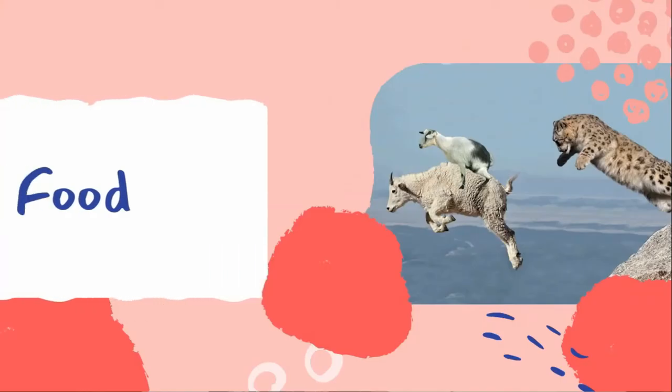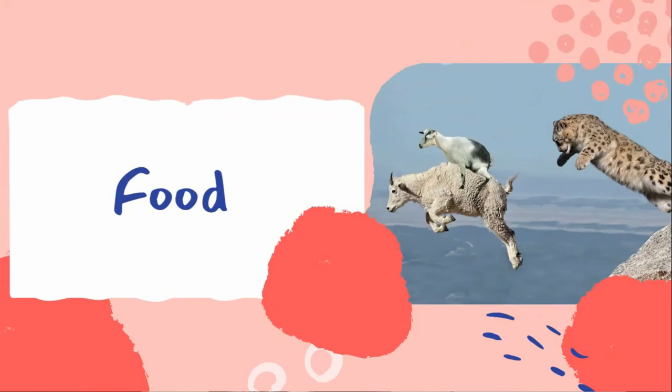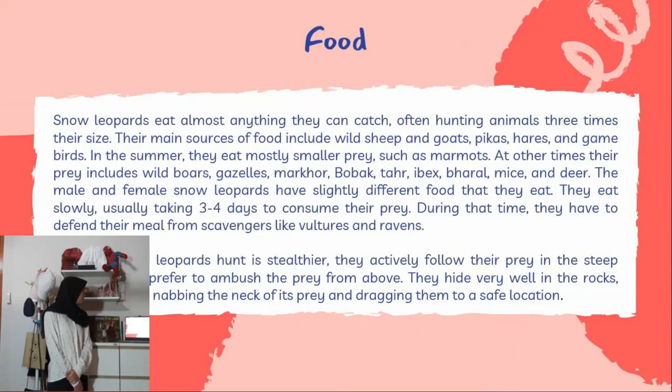And lastly, we're going to talk about their food. Snow leopards eat almost anything they can catch, often hunting animals 3 times their size. Their main sources of food include wild sheep, goats, pikas, hares, and game birds. In summer, they eat mostly smaller prey, like marmots. At other times, their prey include wild boars, gazelle, markhor, bobak, tahr, ibex, bharal, mice, and deer.